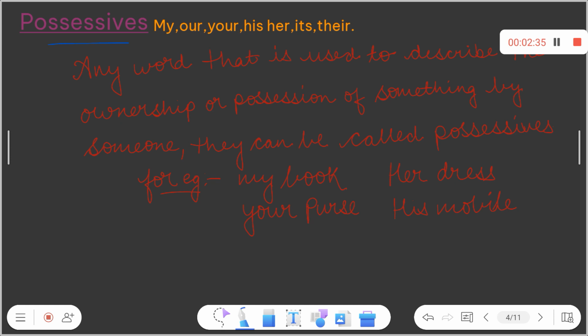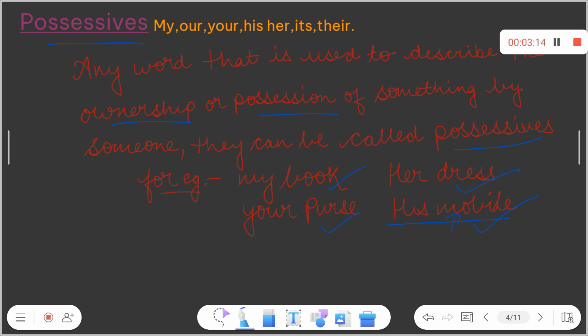So now we'll be studying about possessives. What do you mean by possessive? Possessive means when we own something. When it shows belongingness, and when it shows ownership, it comes under possessive. Any word that is used to describe the ownership or possession of something by someone can be called possessive. If I say my book, your purse, her dress, his mobile. So when I say his mobile, it is his mobile. It shows the ownership that this mobile belongs to that particular person.